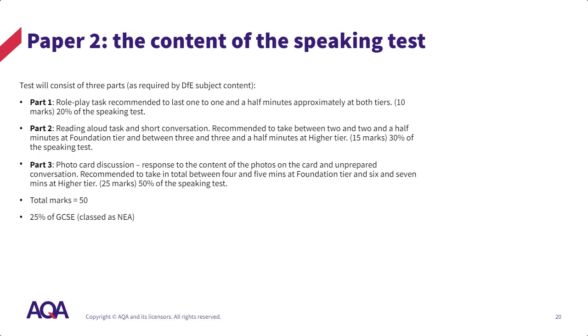We're going to be looking at each task in more detail in a moment, but this just summarises each of the 3 parts and the recommended times. Part 1 is the role play, which is recommended to take between 1 and 1.5 minutes, but there is no issue if a high attaining student delivers it in a much shorter time and the teacher just moves on to the next task.